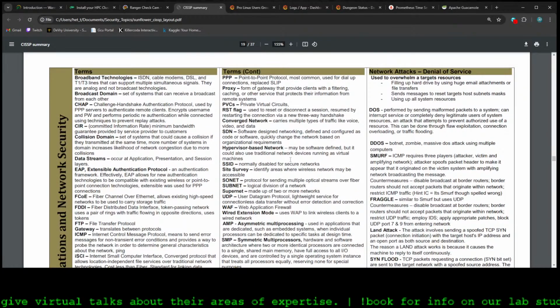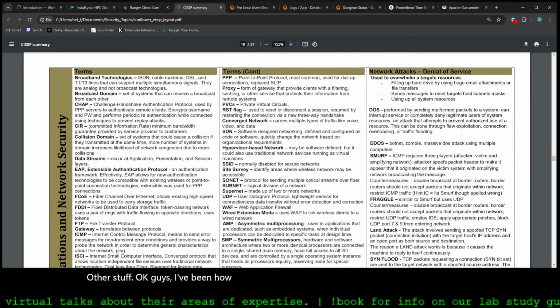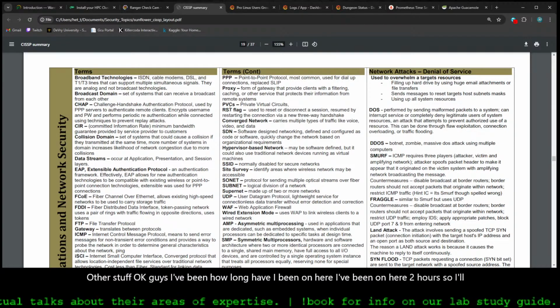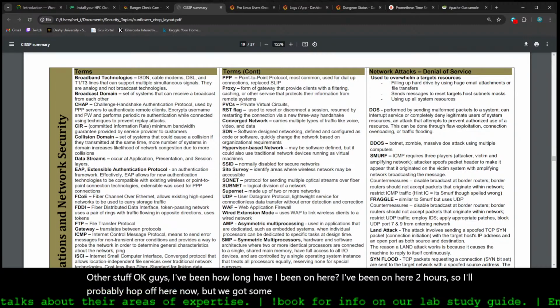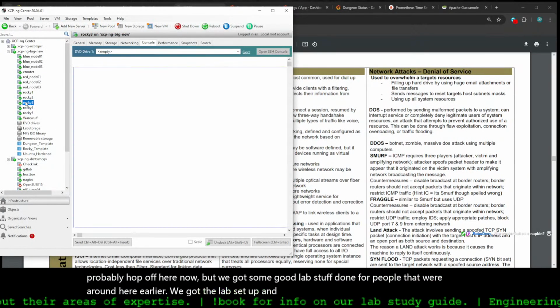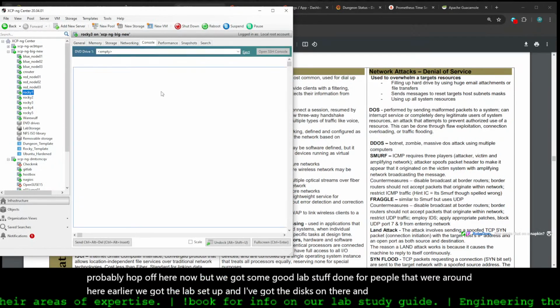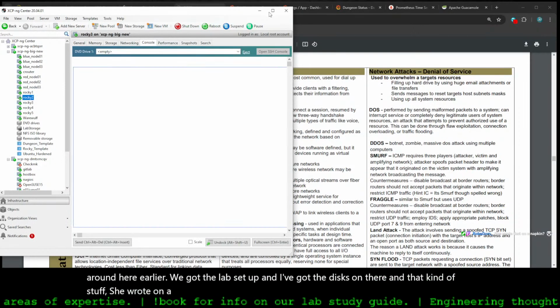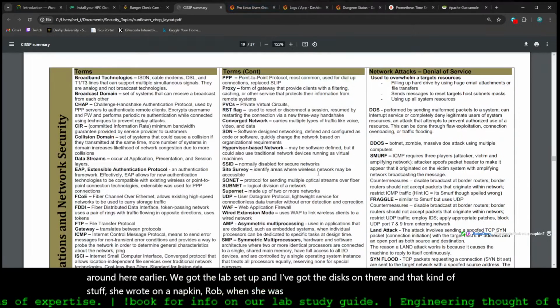Okay, guys, how long have I been on here? I've been on here 2 hours, so I'll probably hop off now. But we got some good lab stuff done for people that were around here earlier. We got the lab set up, and I've got the discs on there and that kind of stuff. She wrote it on a napkin, Robodom, yep. When she was first prototyping it out, yep.